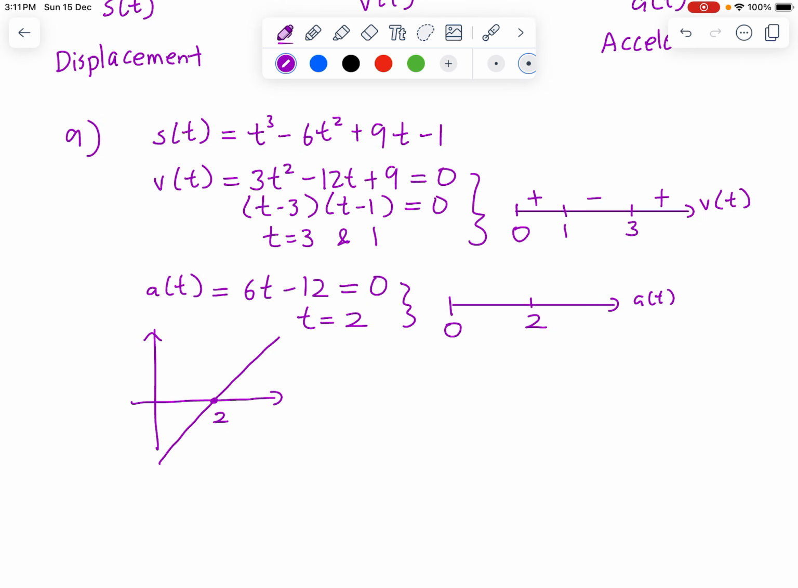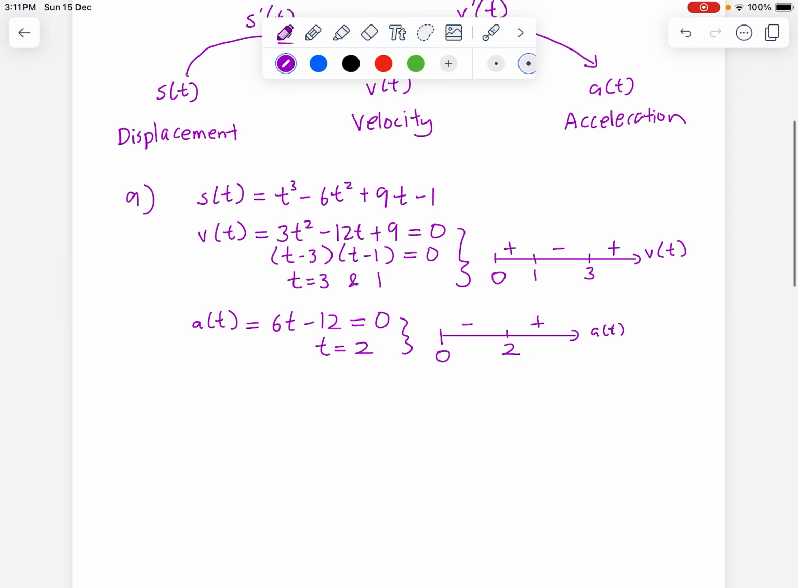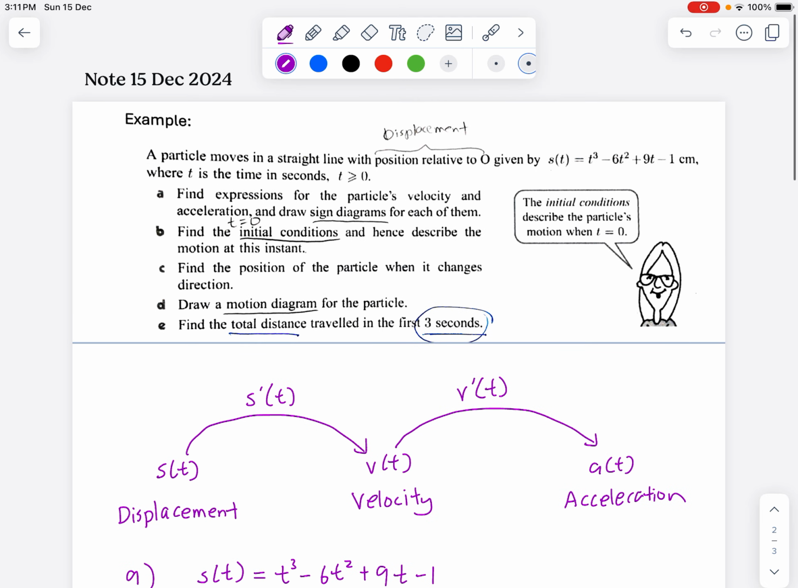And when is it negative? Well, it's negative when it's less than 2, and it's positive when it's greater than 2. So we have negative and positive there. And there you have it. That's how we draw a sign diagram. Now that we have that, let's try to find the initial conditions and hence describe the motion at this instant.